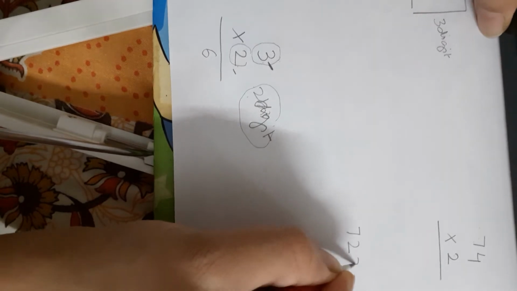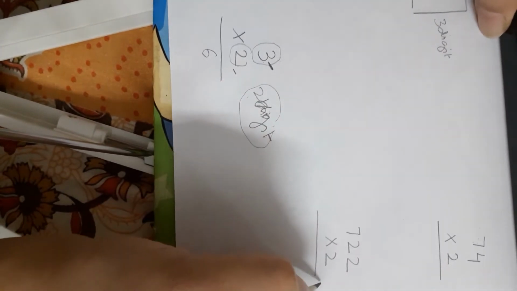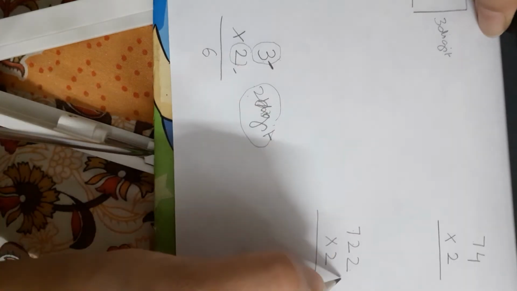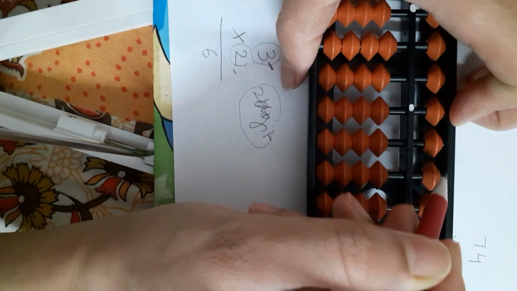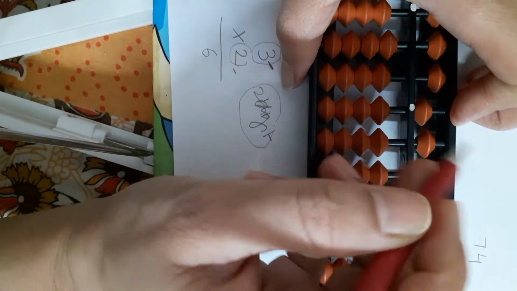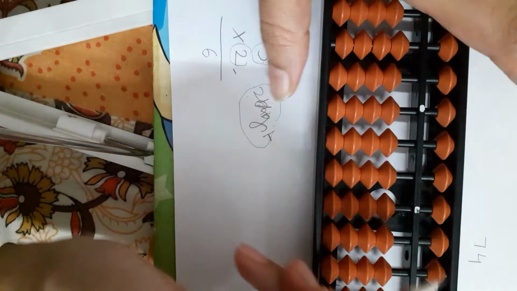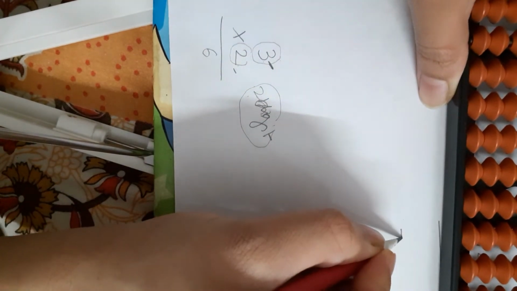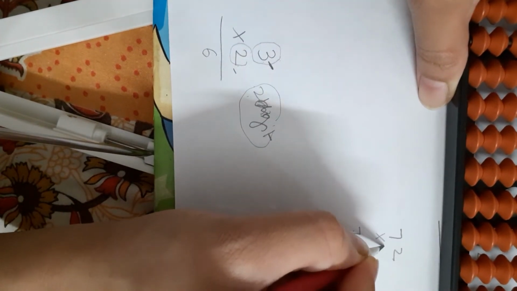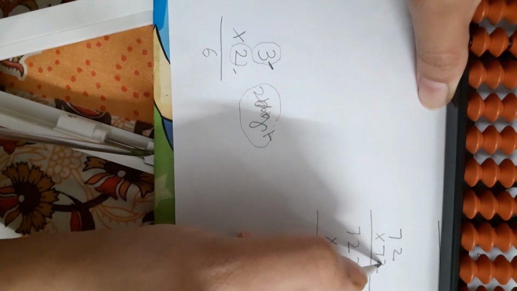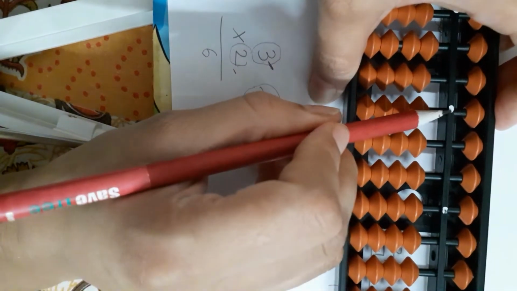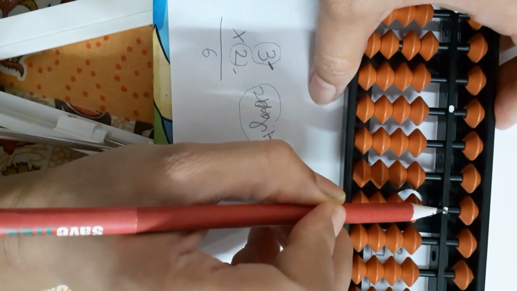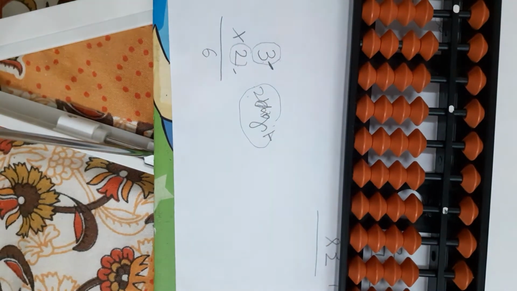Similarly, if the question is 72 into 2, the number of digits are 1, 2, 3, 4, 4 digits. So I'll start from the fourth place, 1, 2, 3 and 4. From here we'll start putting our answer. And if it is similarly 72 into 72, that is 1, 2, 3, 4, again 4 digits. So we'll start from the fourth place. This is your unit place. Mark it. Okay, got it?